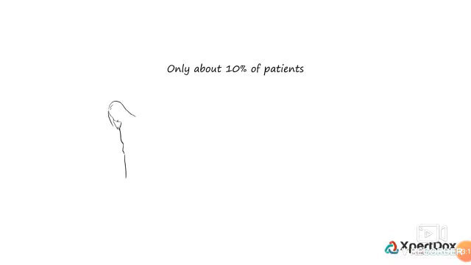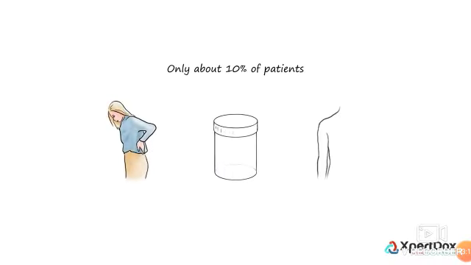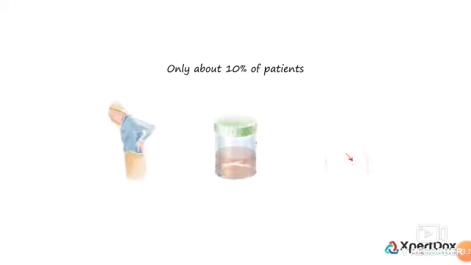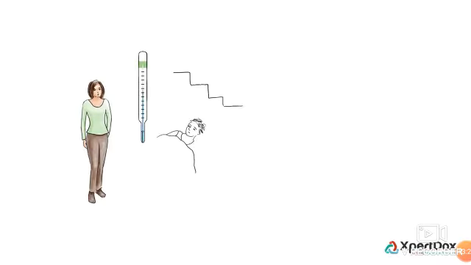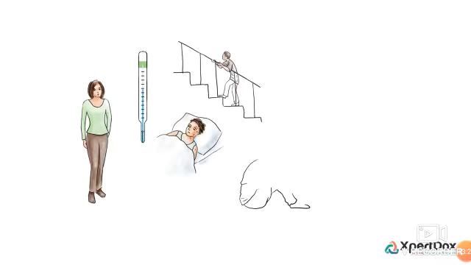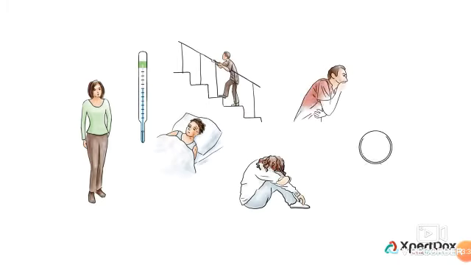Only about 10% of patients present with the classic triad of flank pain, blood in the urine, and lump in the abdomen. Other signs and symptoms may include unexplained weight loss, fever, night sweats, weakness, fatigue, nausea, and high blood pressure.